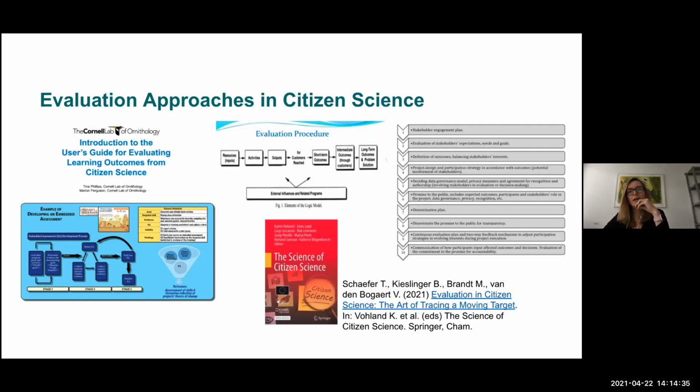We have also recently come up with a publication where we summarize the different aspects, give an overview of what is already developed, and a bit of an outlook on what is still evolving at the moment, what the trends in evaluation are. We also give some very concrete examples in this book. So there's the reference there for that very recent book, The Science of Citizen Science.